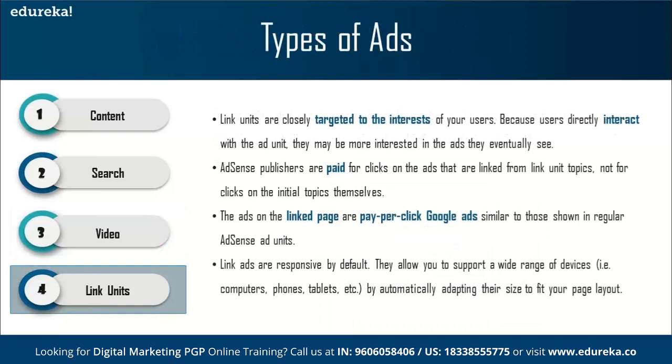So let's proceed to the next type of ads, that is link units. Link units are closely targeted to the interest of your users. Because users directly interact with the ad unit, they may be more interested in the ads they will eventually see.